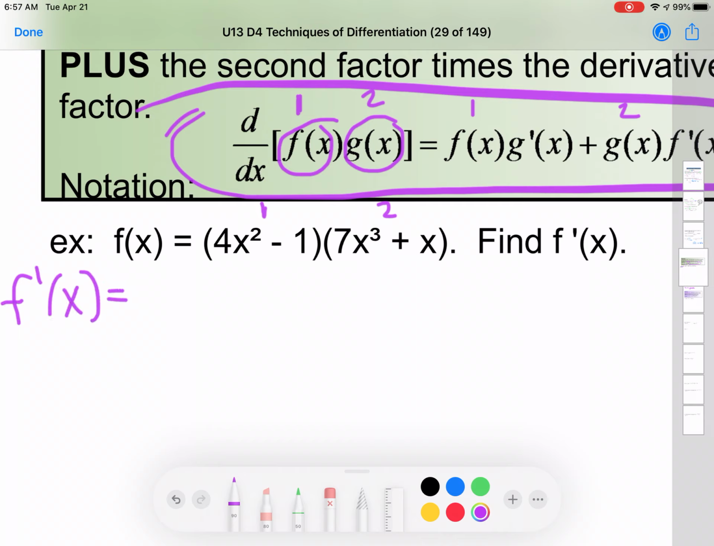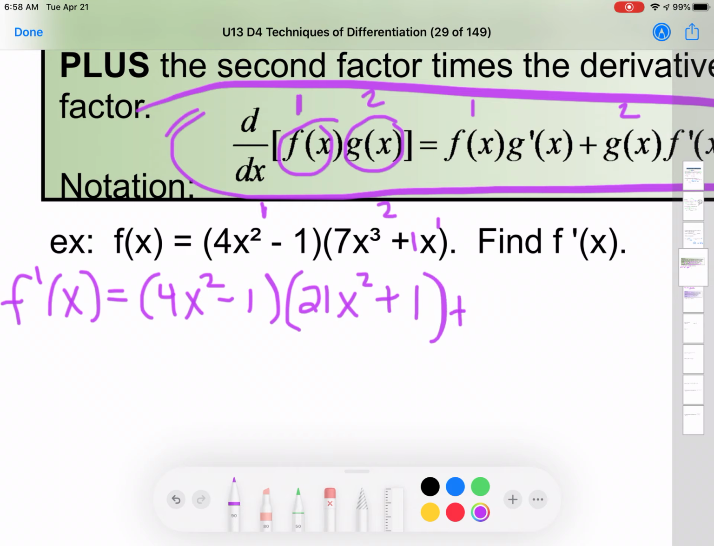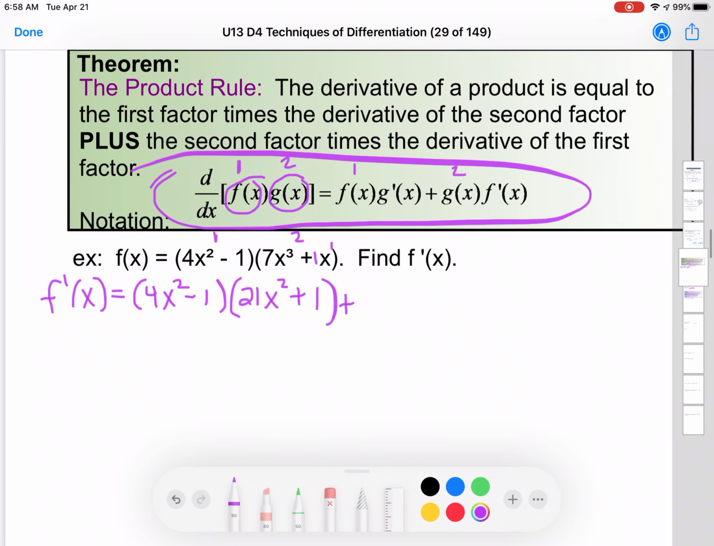So the derivative is the first times the derivative of the second. So 3 times 7 is 21, decrease the power by 1, plus the derivative of x is just 1, right? There's a 1 here, multiply, decrease the power by 1, plus, so we did first times derivative of the second. So everybody see what we did so far? We did first times derivative of the second.